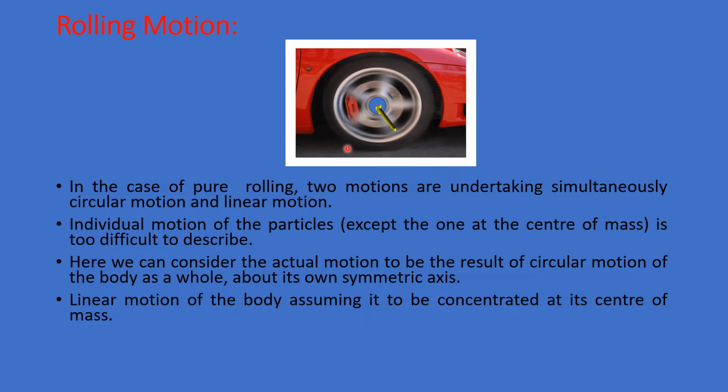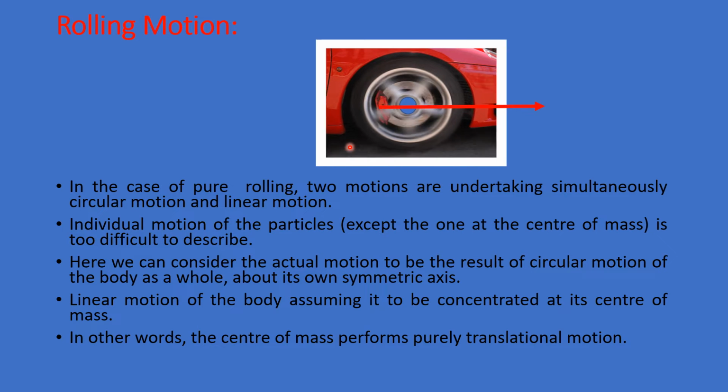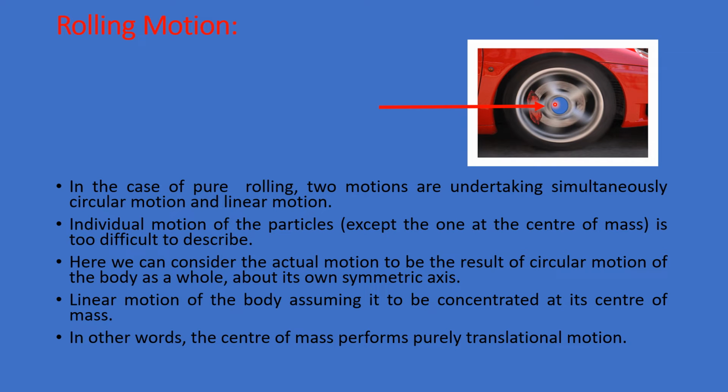So in other words, we can say that the center of mass of the wheel performs purely translation motion, and other particles of the wheel perform rotational motion about the axis passing through this center of mass. Here we can see the arrow which shows the translation motion, that is, a straight motion of the center point of the wheel.